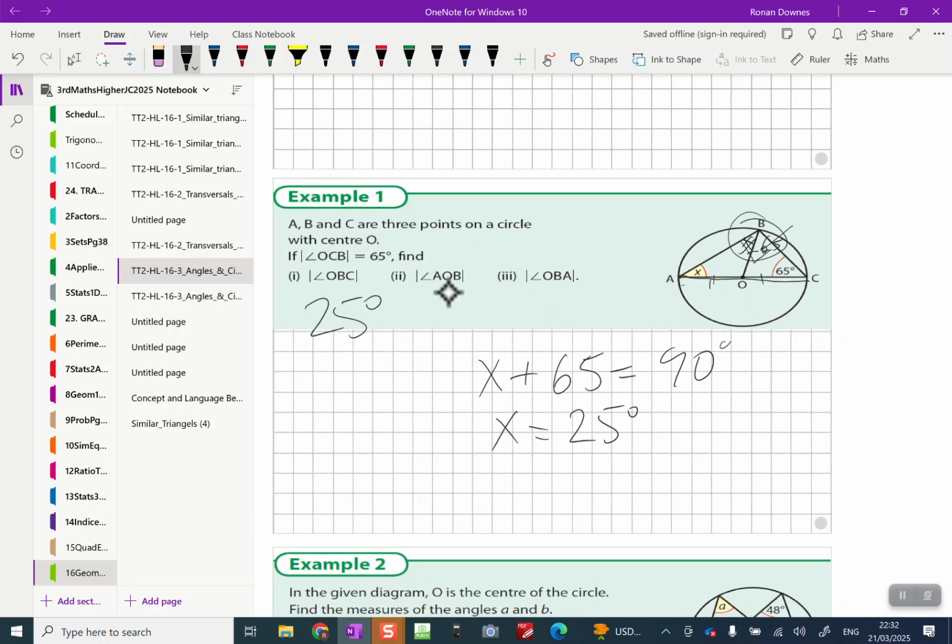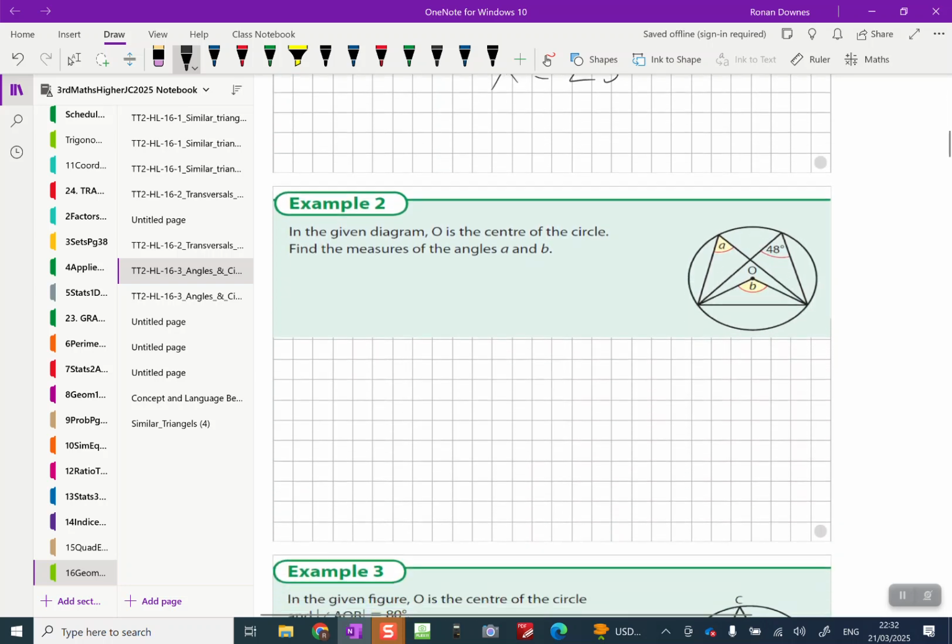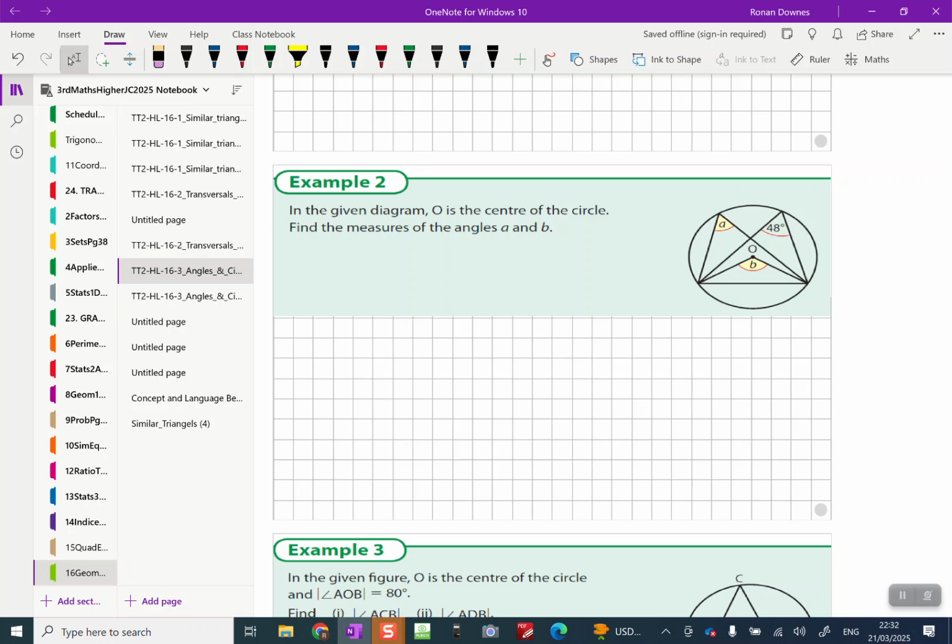Now we're going to have to see where they're talking about here, from A to O to B. From A to O to B is this angle here. Well, we know x is 25, so we know the two x's in this is 50. So we know that this is 130 because it's 180 minus 25 minus 25. Finally, the angle at B, OBA. Sure, we've already got that as x, and that's 25 degrees. Okay, nice.